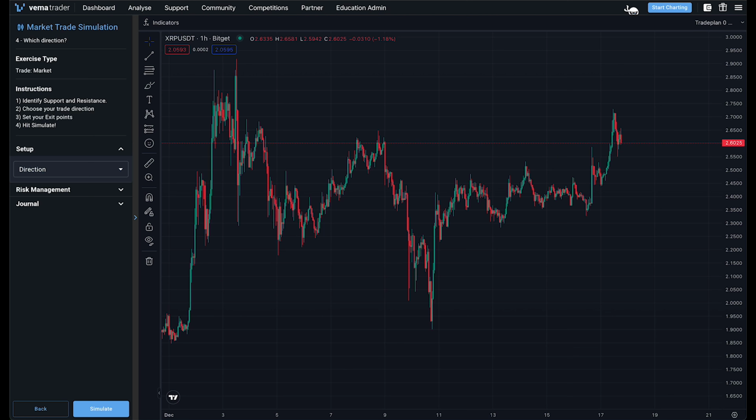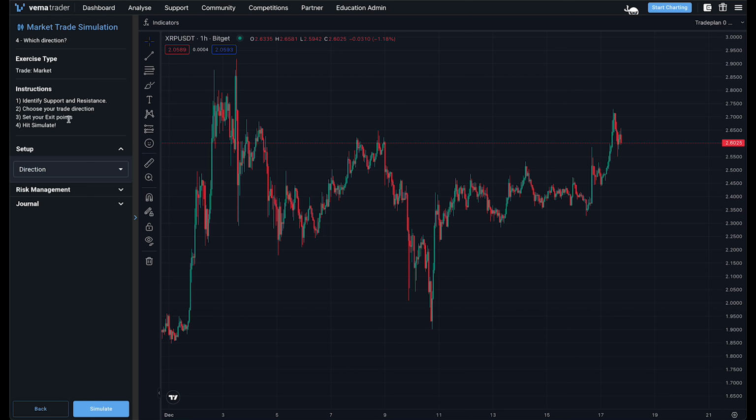In this video, we'll be checking out how to use the Market Entry Trade Simulator to take control of your narrative. On the chart here, we are looking at Ripple on the 1 hour time frame and checking out the instructions. It says identify support and resistance, choose your trade direction, set your exit point, and hit simulate. So let's do exactly that.